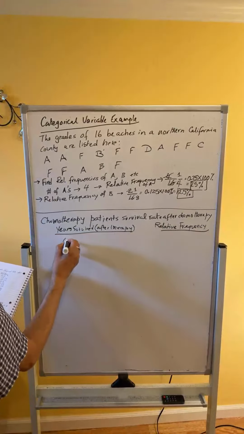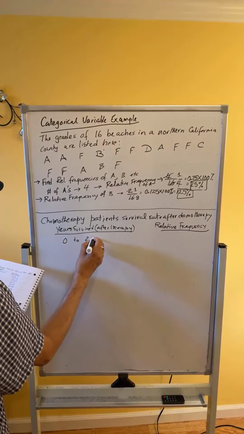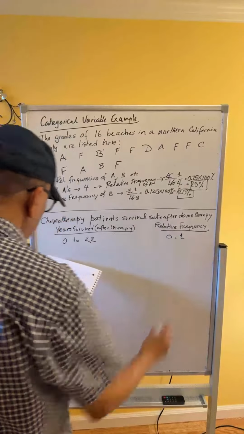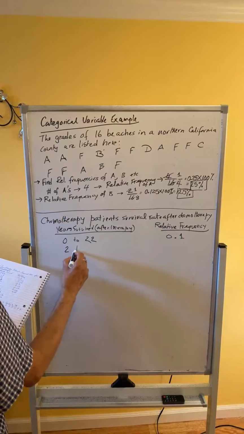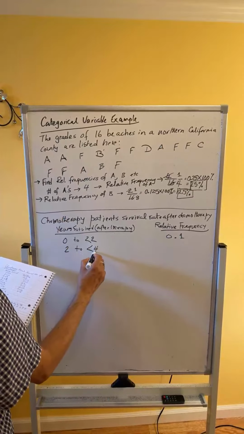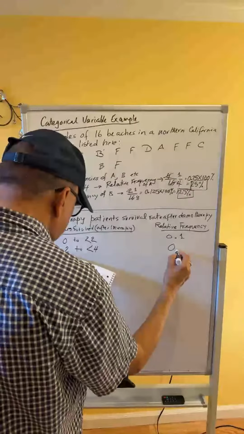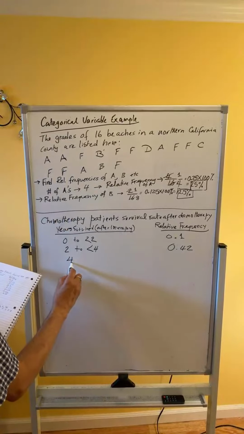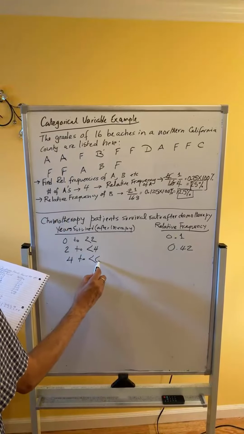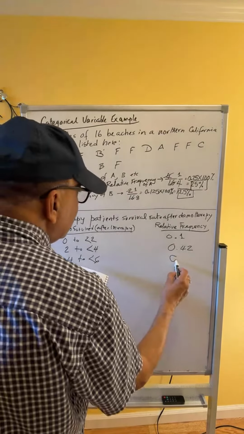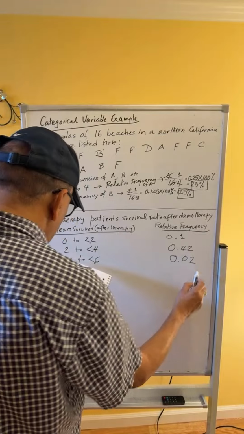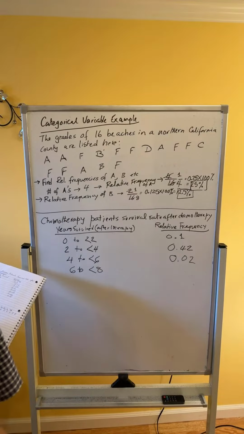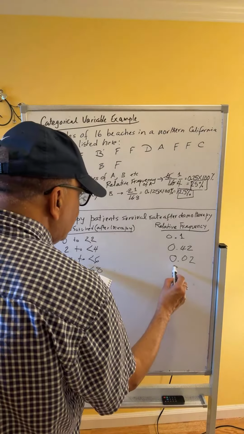Okay, so 0 to less than 2 is 0.1. 2 to less than 4, 0.42. 4 to less than 6 is 0.02. 6 to less than 8 is 0.1.